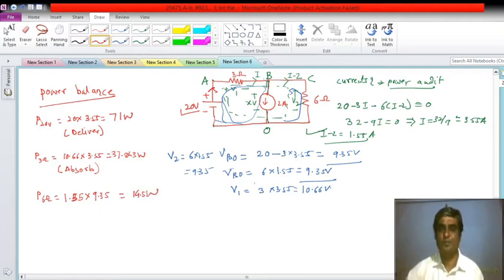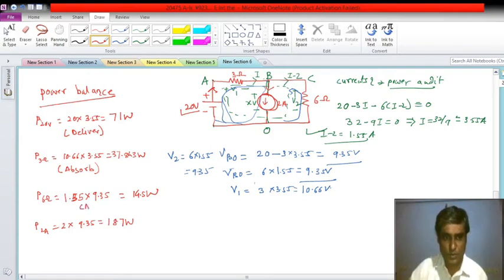Okay. Now let us come to the current source. What I am observing here is that current is entering from the positive terminal. So this will again absorb power, right? Let me calculate the power absorbed by the 2 ampere current source. Current is 2, and the voltage across it is 9.35, it comes out to be 18.7 watt. So the remark: this will also absorb the power.